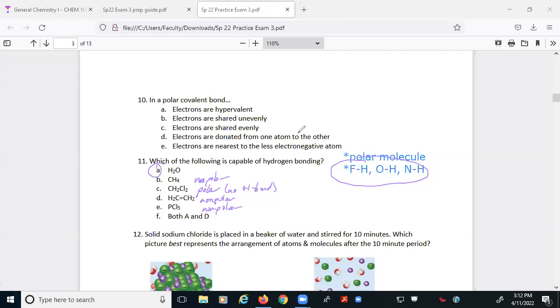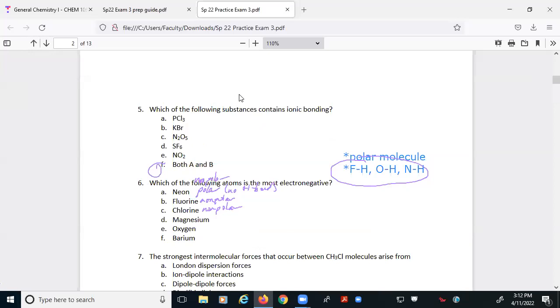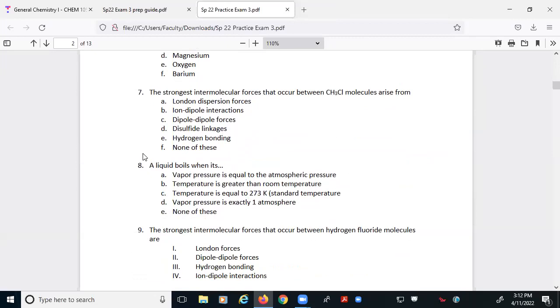Number 7. The strongest intermolecular forces that occur between CH3Cl molecules arise from, okay, some of these answers are junk. We never said a word about disulfide linkages. Don't even consider it. Yes, they do exist. No, it has no application here. First of all, you have to have sulfur, and there's no sulfur in the molecule.